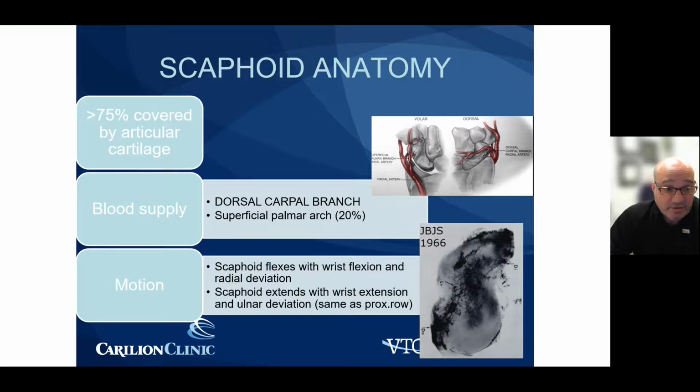When we're talking about the motion of the scaphoid, it tends to flex with wrist flexion and radial deviation. The scaphoid also tends to extend with wrist extension and ulnar deviation. One way to remember is that the motion of the scaphoid is the same as the proximal row. Again, flexing with wrist flexion and radial deviation and extending with wrist extension and ulnar deviation.